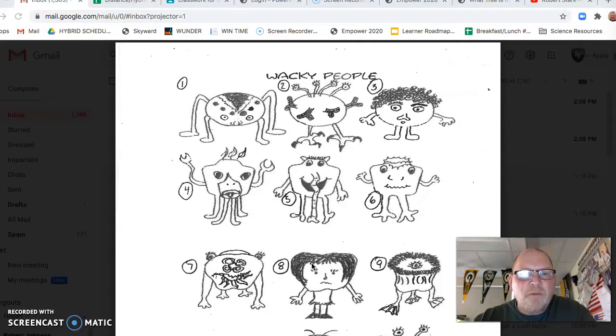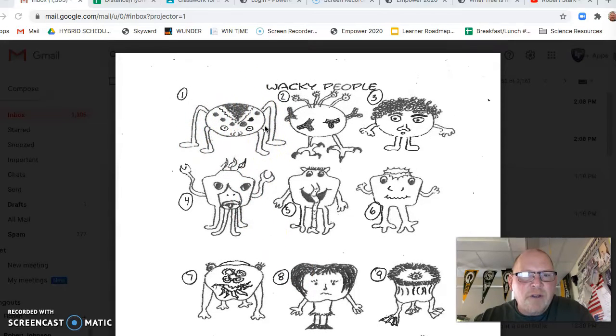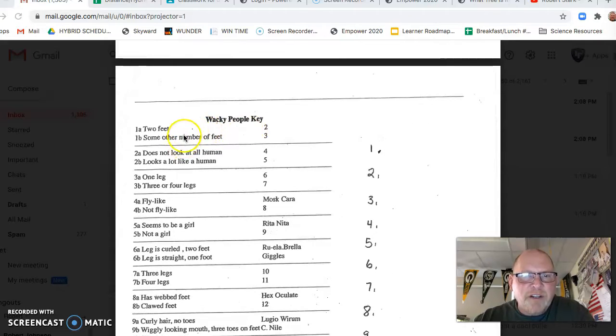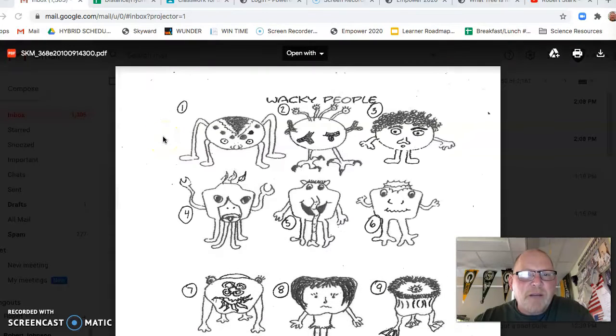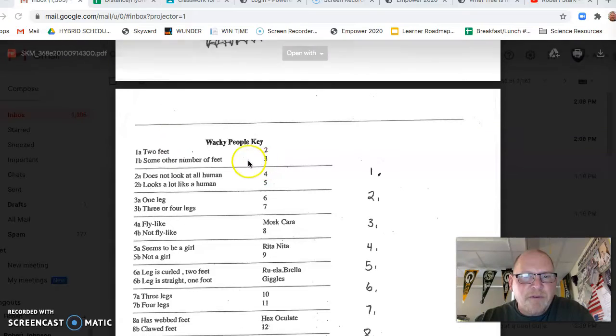So we're going to look at number one. We have this little character right here. It's got 4 legs. And we're going to go down to the bottom here, and we always start at the top of the dichotomous key. We have 2 choices. Does it have 2 feet or some other number of feet? Back up to here, we have 4 feet, so it's some other number of feet, and that means go to 3.